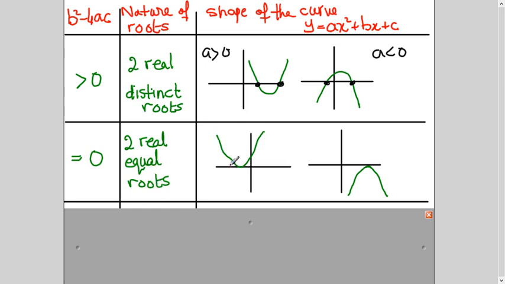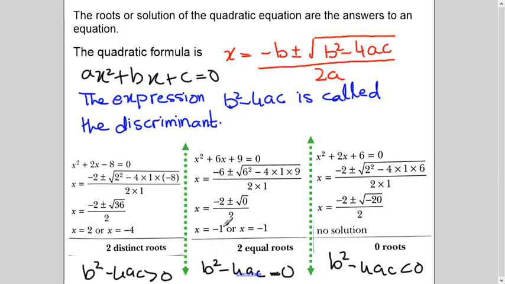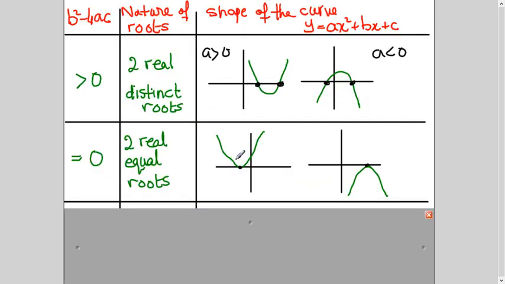Forgive me about this shape here. My hand did not draw a perfect graph. But anyway, you get two answers, but the same. Like I have shown you here in this case. When b square minus 4ac is 0, you get two same answers. So graphically, it means this is tangent to the curve, right? It is tangent to the x-axis.